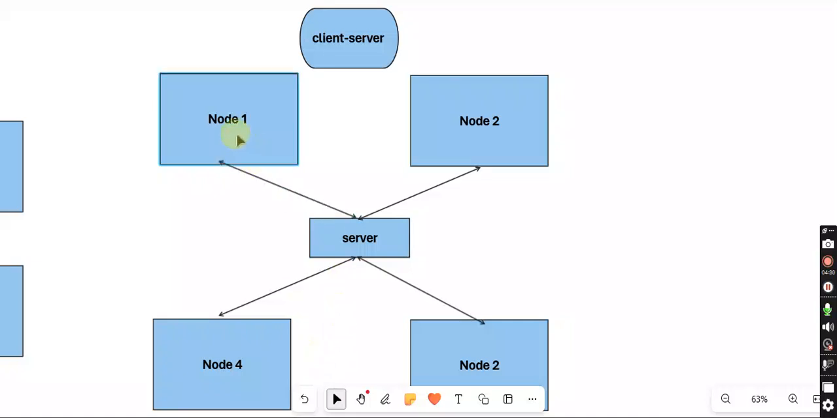Node 4 doesn't have a direct connection; it will send to the server and then node 1. The best example that you can have is of WhatsApp. When you send a message to your friend, if you have a stable internet connection and you are able to send a message, you see one tick there.